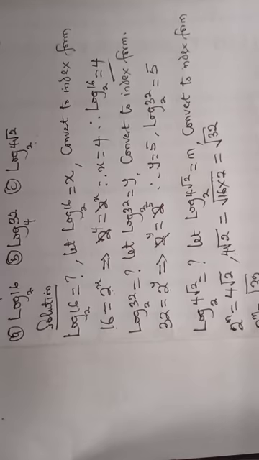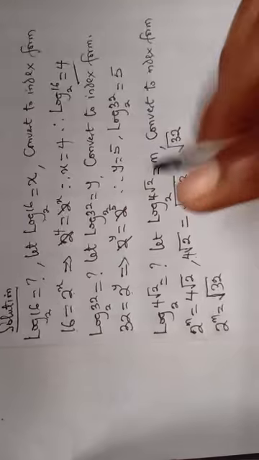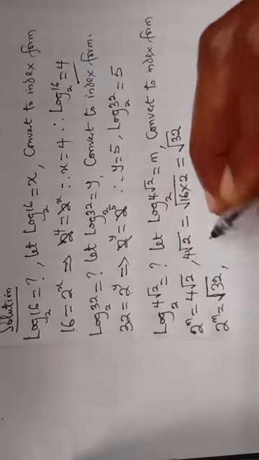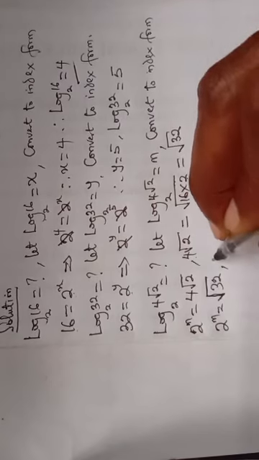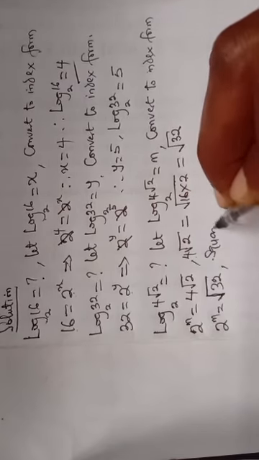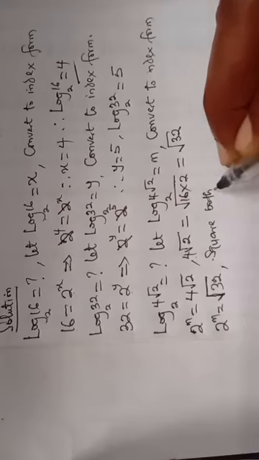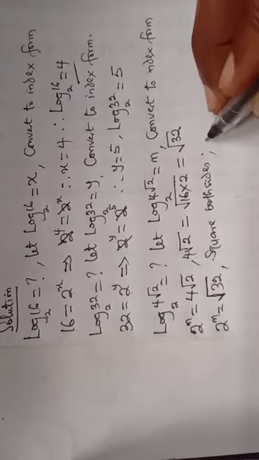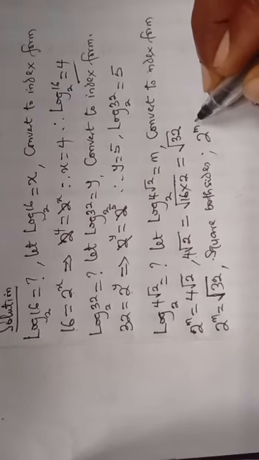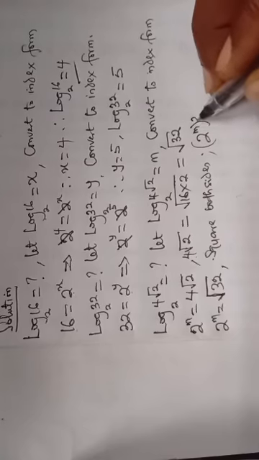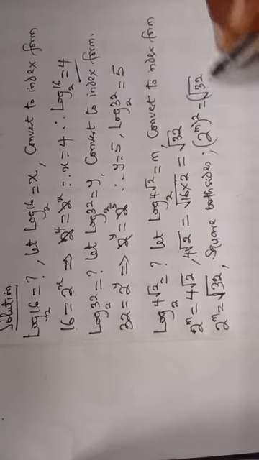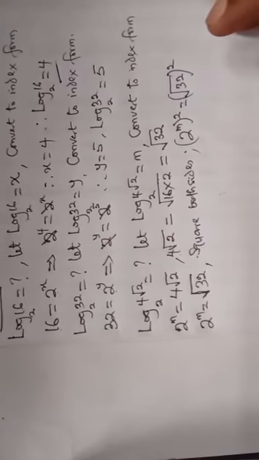Okay? At this point, what do we do? I need to remove this square root sign from this place. It has to go. How do I remove it? I will square both sides. And when we do, we're going to have 2 power m, all squared, is equal to square root of 32 all squared.